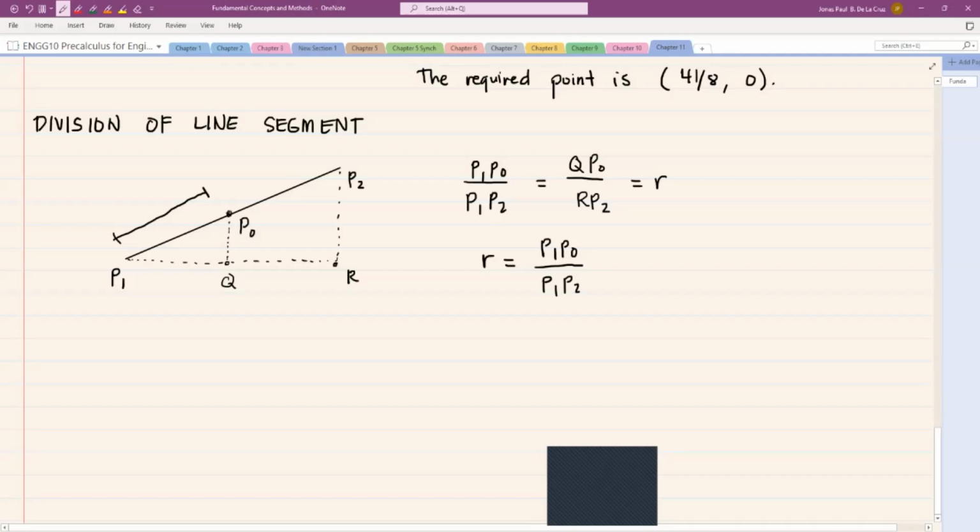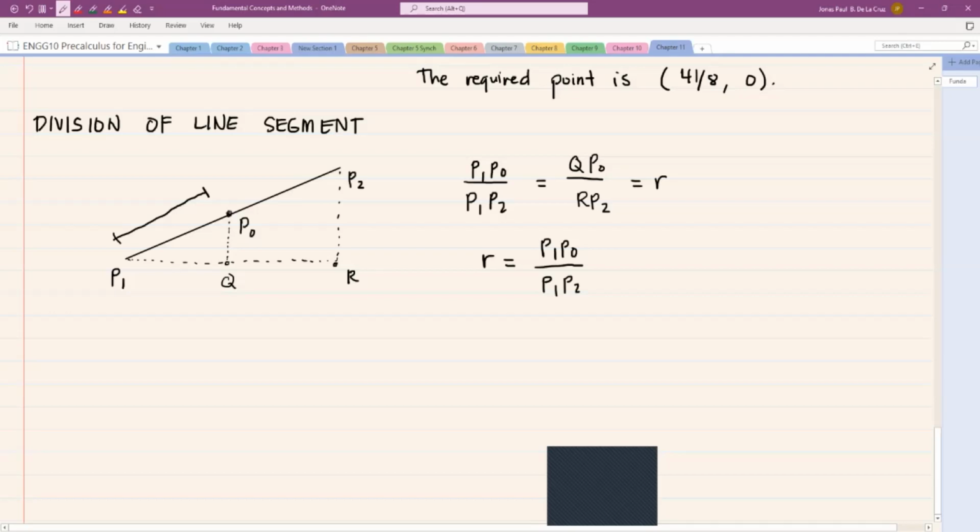This is the ratio, no? The ratio between line segment P1PO over P1P2. Okay? So if we use this right triangle, we can solve for the coordinates of this point, itong PO na to.